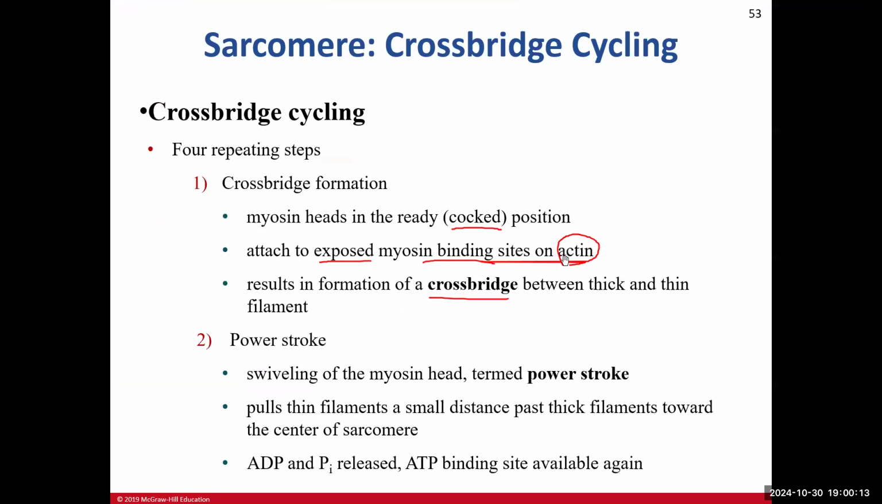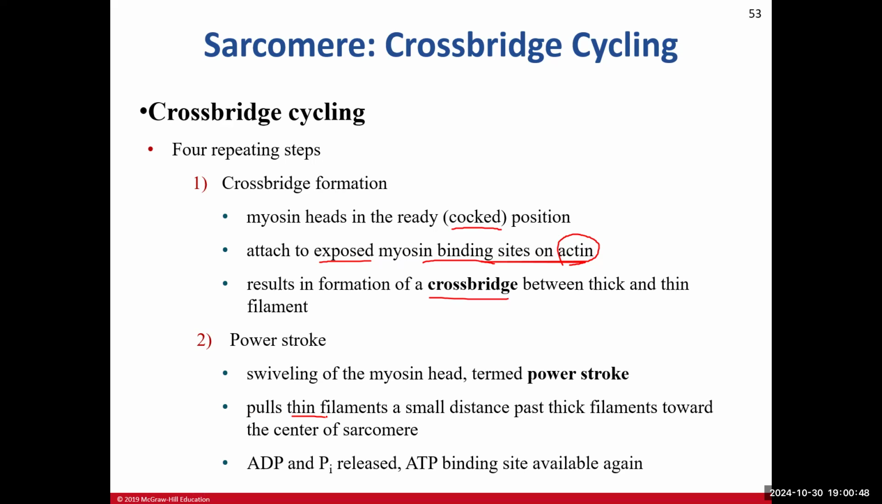The next step is the power stroke. This is actually where we see the muscles start to get shorter. The sarcomere will shrink in size. Essentially what we're going to see is the myosin head, some refer to it as swiveling, others say it pushes past, whatever you want to use. But the term for this process is the power stroke, where the myosin is going to pull the actin a short distance towards the center of the sarcomere.